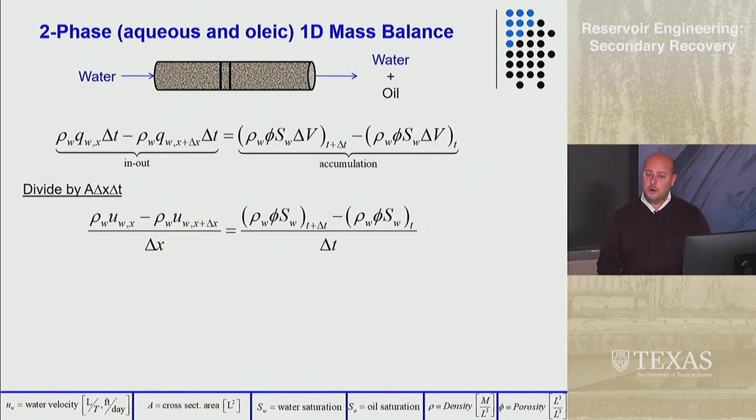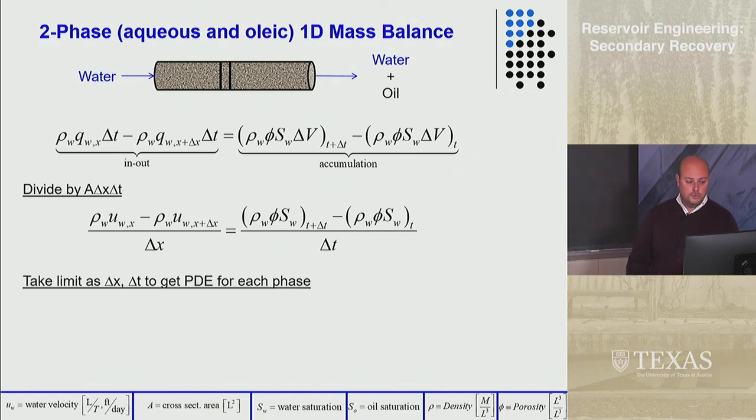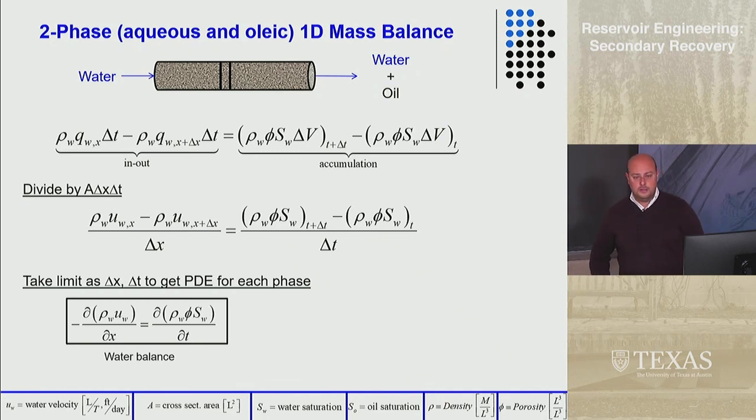Or really, in our case, a partial derivative, because it can be dependent upon both x and t. So we take that limit, we get this partial differential equation. So it's the derivative with respect to x of density times velocity is equal to the derivative with respect to time times density times porosity times saturation. And there is a negative sign over here because we had the value at x minus the value at x plus delta x. So that is a negative sign over there.